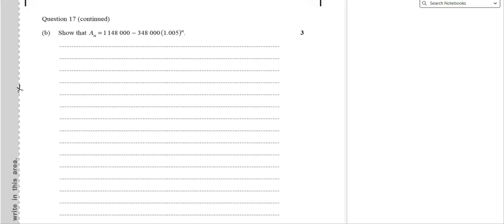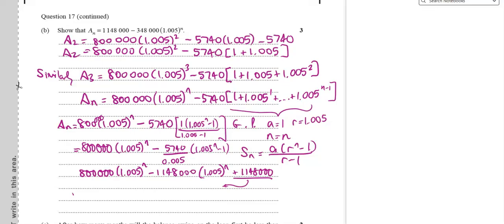Part B says show that A_N equals 1,148,000 minus 348,000 times 1.005 to the N. All right, so we already know from part A, we've got that constant, subtract 348,000 outside of 1.005 to the N, and that was what we were required to show, as required.